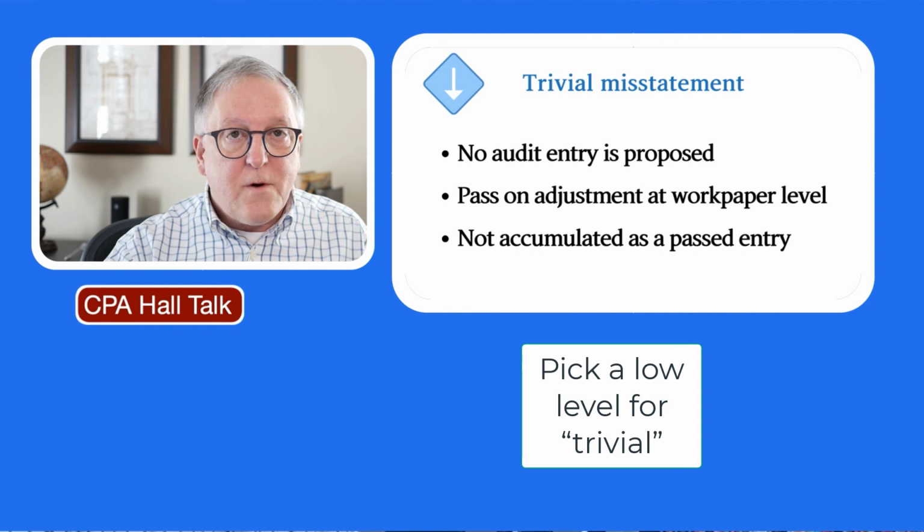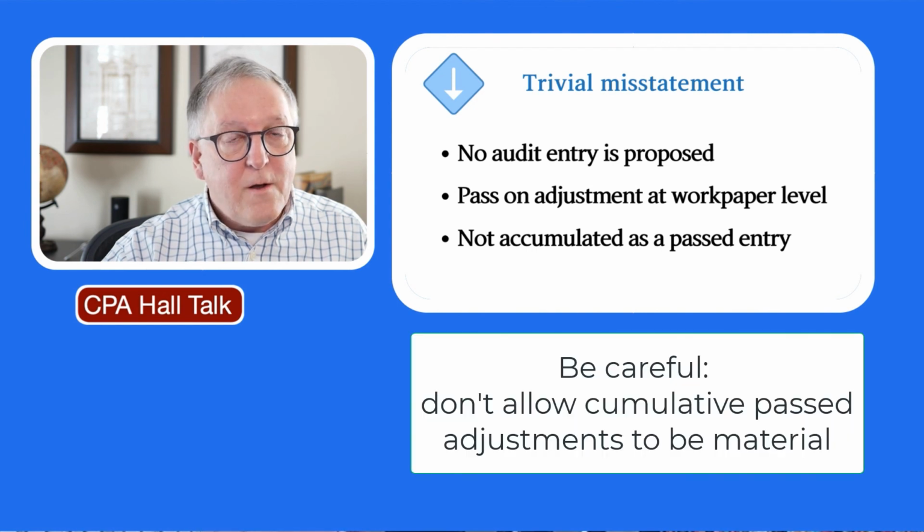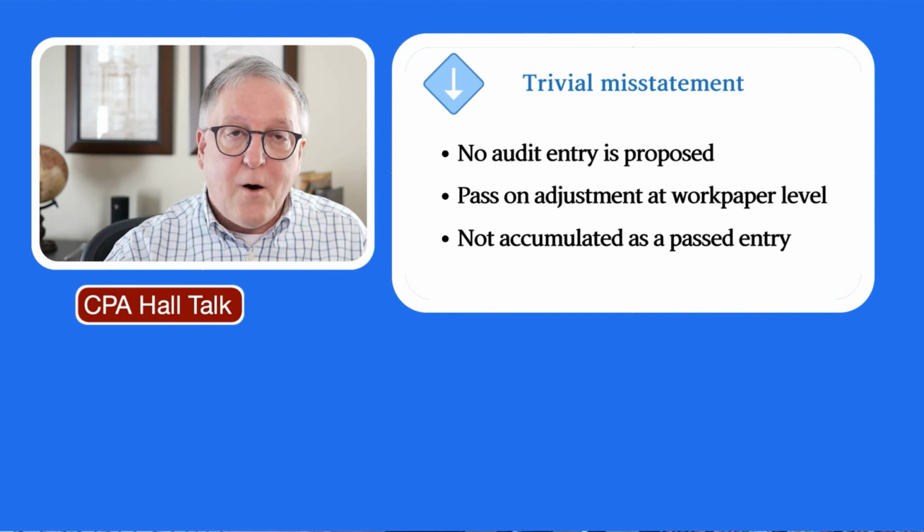Now you want to make sure on your materiality amount that it's low enough that it doesn't allow the cumulative trivial amounts to become material. So if you expected lots of trivial misstatements that were, say, $20,000, $30,000, $40,000, and you had, say, 15 of those, well, altogether those might actually be material. So you want to make sure your trivial amount is small enough that the cumulative past amounts, because they're trivial, would not become material.